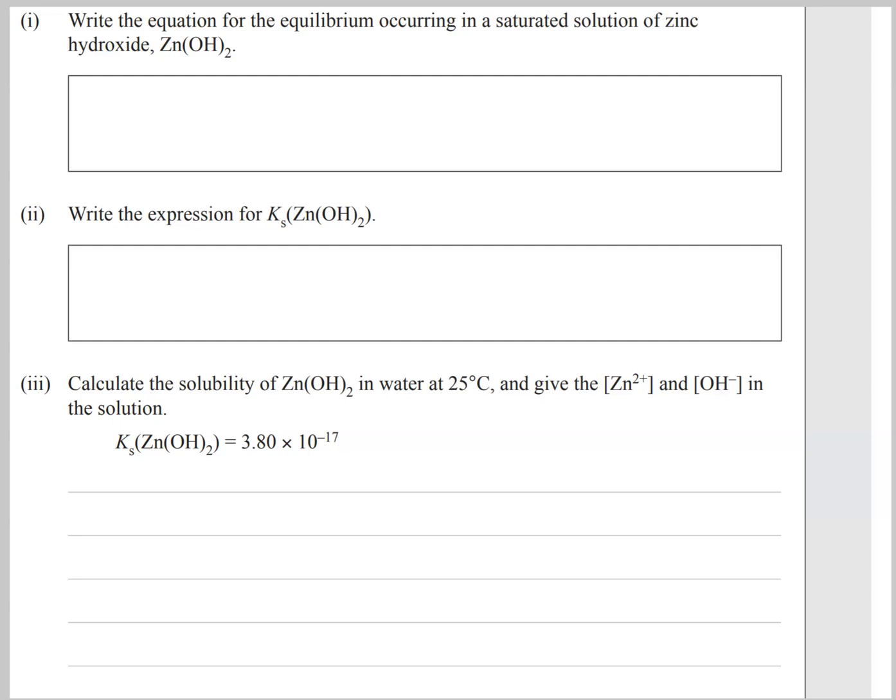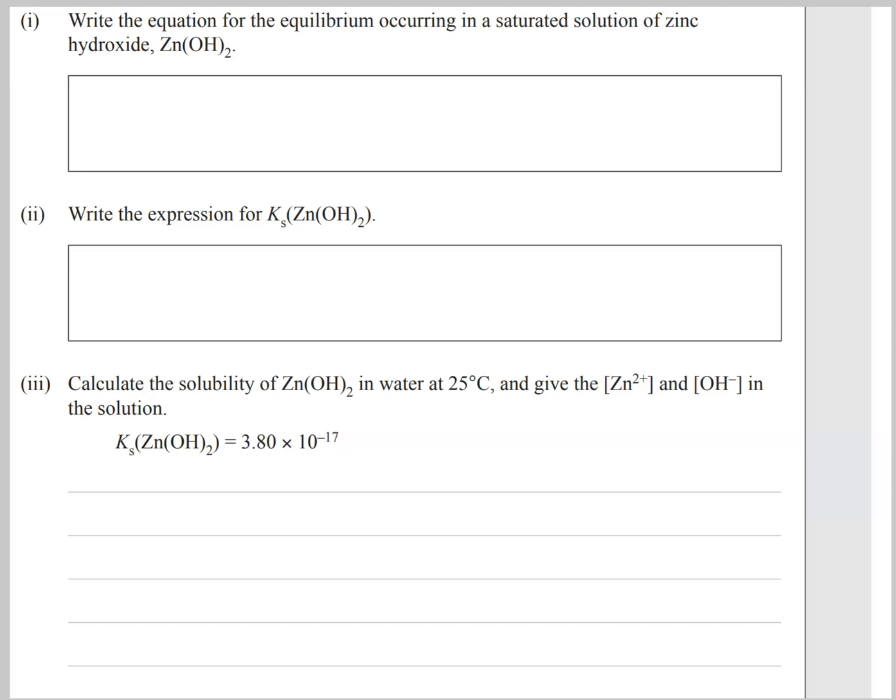Hi and welcome to today's video where I'm going to talk you through how to answer an NCEA exam question which looks at equilibrium constant expressions and solubility. So calculating Ks from solubility, and solubility from Ks, in this example. This is from the 2019 NCEA paper. It is question 1A. So this is a very common place for NCEA questions to start.